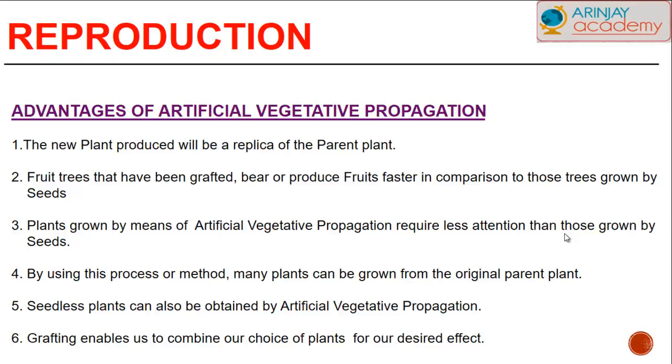Fourthly, by using this process or method, many plants can be grown from the original parent plant. Fifthly, seedless plants can also be obtained by artificial vegetative propagation. And finally, grafting enables us to combine our choice of plants for our desired effect.